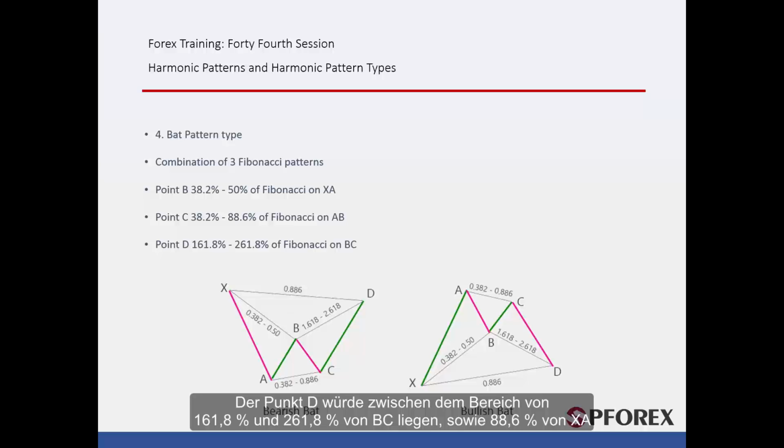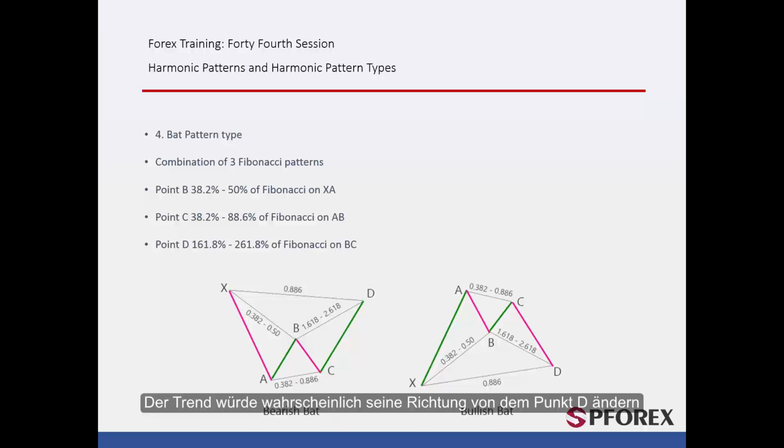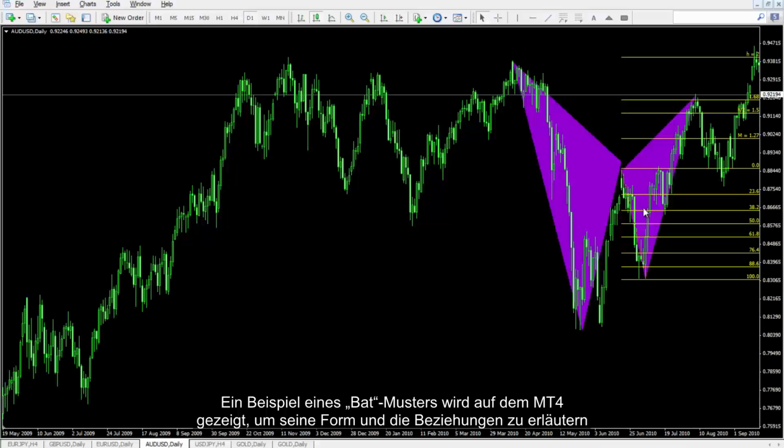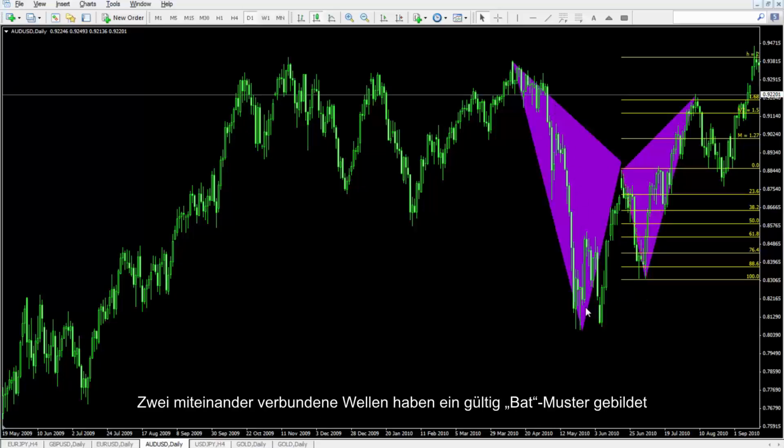Point D would be in the area between 161.8% and 261.8% of BC, plus 88.6% of XA. The trend would probably change its direction from point D. A bat pattern example on MetaTrader 4 is shown to clarify its shape and relations. 2 connecting waves have formed a valid bat pattern.